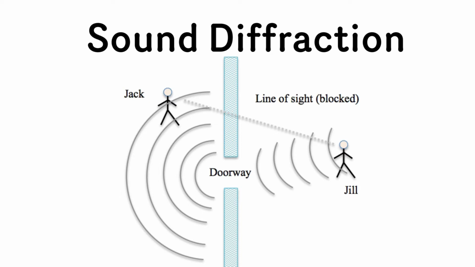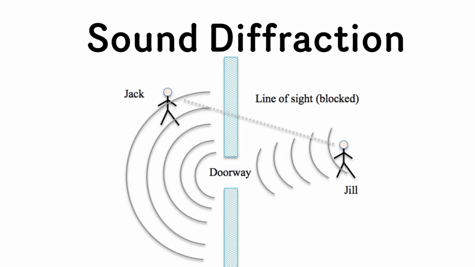However, waves spread out to some extent into the area and beyond the gap. This is known as diffraction. The extent of the spreading depends on the width of the gap compared to the wavelength of the waves.